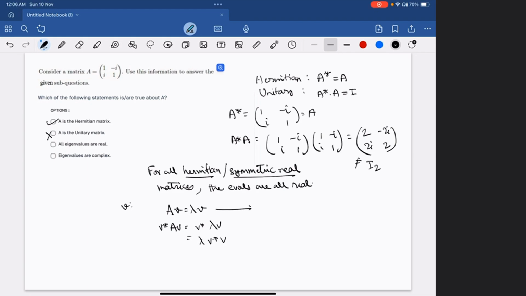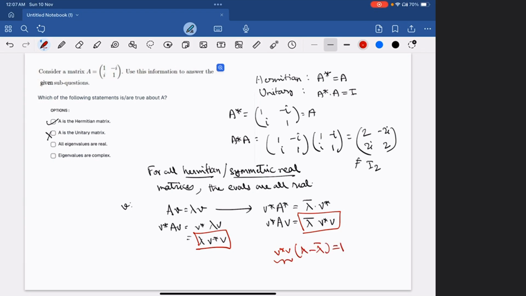Now again, if I take the transpose conjugate of this whole thing, I will get V star A star equal to, again, lambda is a scalar, so the transpose conjugate will just be the conjugate, lambda conjugate times V star. Now if I multiply on the right by V, I will get V star, and instead of A star, I'm writing A because A is Hermitian. V star A V is equal to lambda conjugate V star V, right? So now what we can observe is that this guy here is same as this guy here, right? So we can say that V star V times lambda minus lambda conjugate is equal to 0.